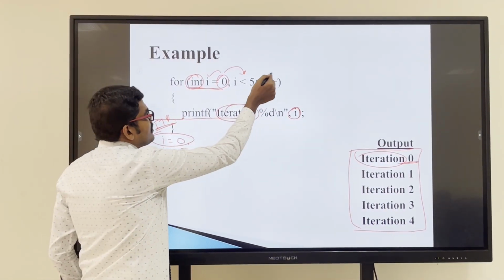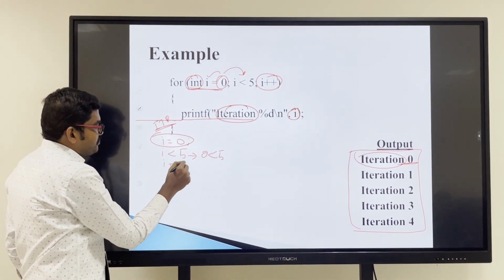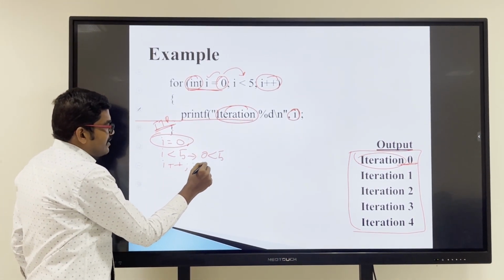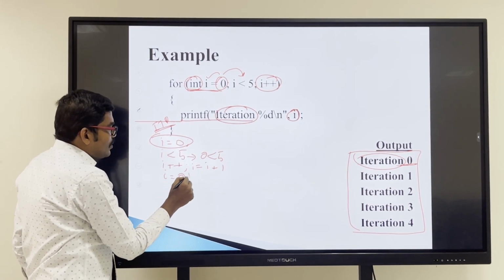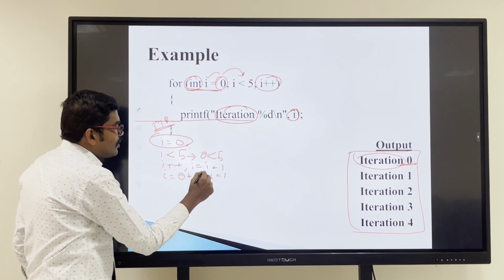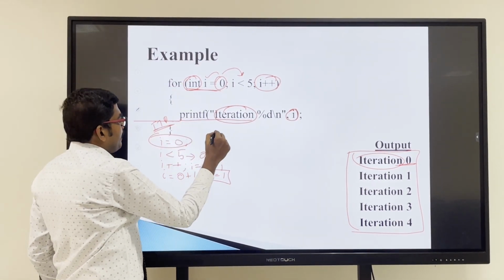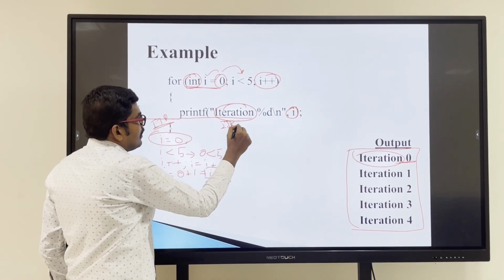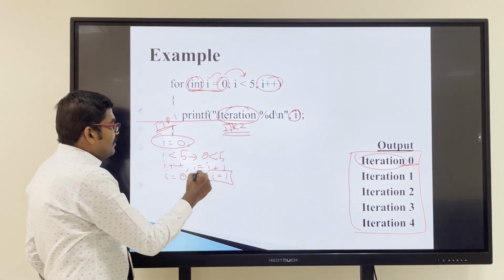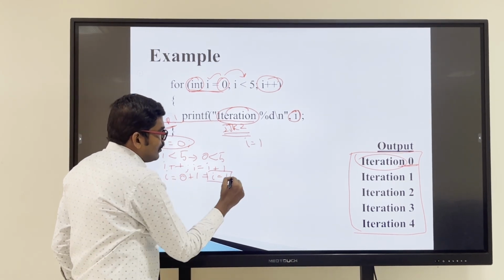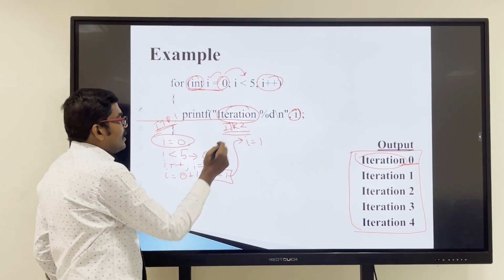Then the next part is executed, that is increment or decrement. So the I value will be I plus plus, that means I equal to I plus 1. You already know the previous I value is 0, 0 plus 1, so the new I value will be 1. So again it goes to the next iteration. This is iteration 1, this is iteration 2. Now the I value will be 1, because it is a variable, it will take only the recent value.